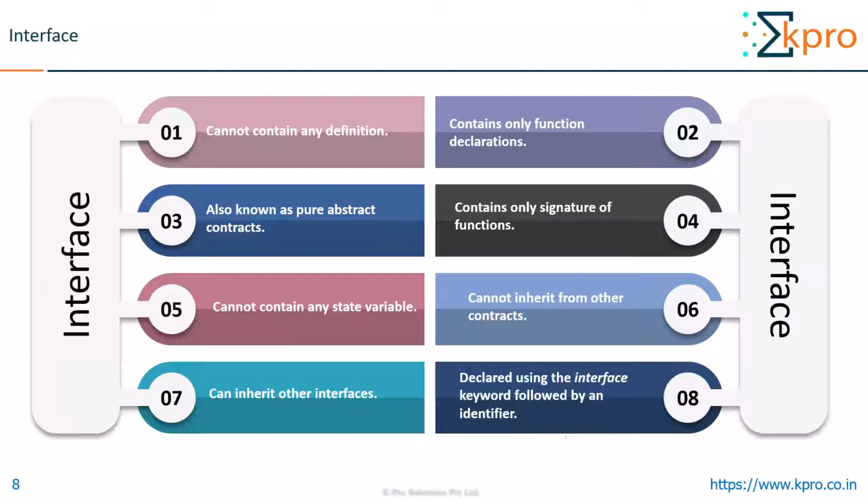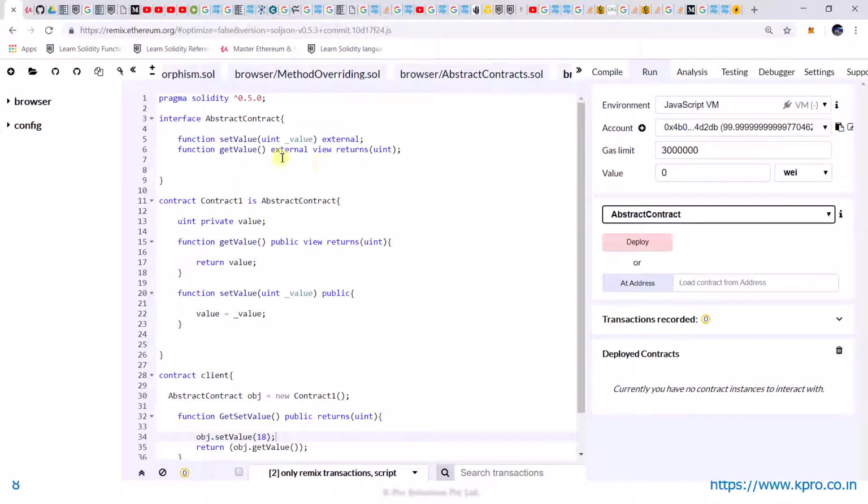So when the abstract contract has no function definition at all, that is termed as interface. So hence it is also known as pure abstract contract. Now let us have a look at an example of interface. So this is an example of interface. This is the interface which is declared using the interface keyword followed by the identifier, and within the curly braces we'll have the function declarations or the function signature.